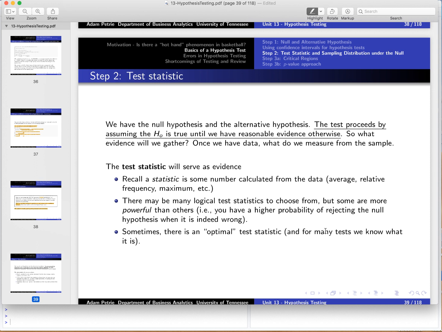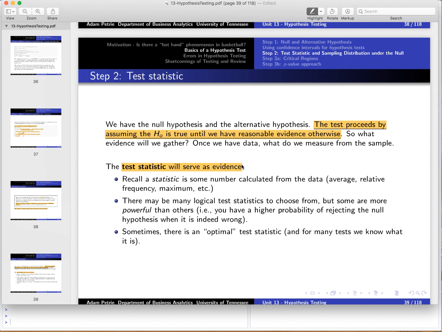So what we're going to do is assume that the null hypothesis is true until we have reasonable evidence otherwise. So what about the data should we be measuring to determine whether or not we have that extraordinary evidence to go with the claim made in the alternative, or whether or not we're living in that world that's being described by the null hypothesis? The test statistic is going to serve as evidence, and a statistic, remember, is just some value that we collect from the data itself, any number that we measure from data.